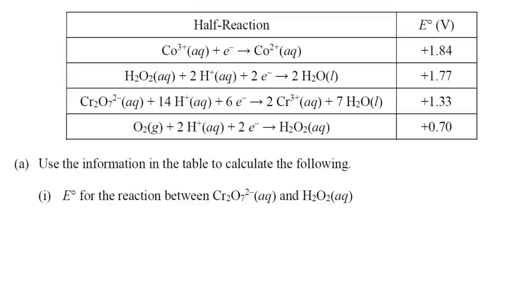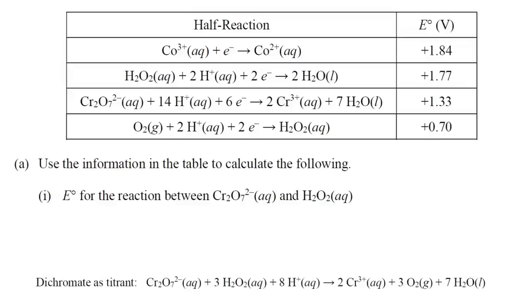Now, we were already given the balanced chemical equation for the dichromate as titrant. What we have to do in this question is pick two of the half reactions from the table, and then make whatever changes or modifications are necessary so that when the two half reactions are added together, they will produce the overall balanced chemical equation that you see at the bottom of this slide. So this is the equation for the dichromate ion as titrant.